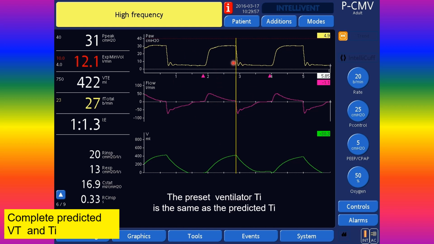Also, this case is a complete predicted tidal volume and inspiratory time. When you look at this, this is the tidal volume and the flow came to zero. But in this case, the preset inspiratory time of the ventilator matches, or is the same as, the predicted inspiratory time. Not like the previous one, where the preset ventilator inspiratory time was larger than the predicted. That's why we had an inspiratory pause. But here there is no inspiratory pause.